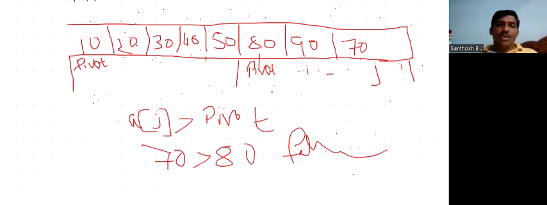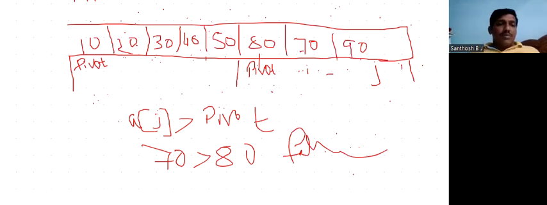Swap the values. Means what? Swap A of I and A of J, which is nothing but 70 comes to here and 90 goes to this place. So this is 70 and this is 90.